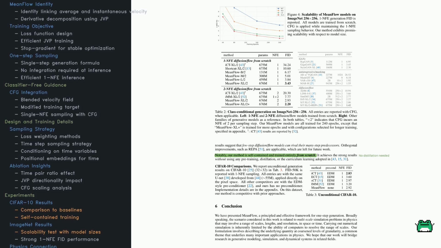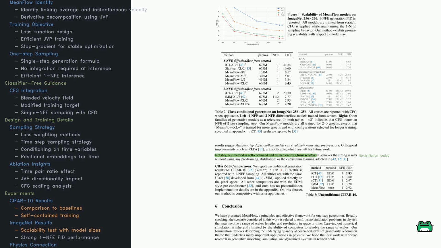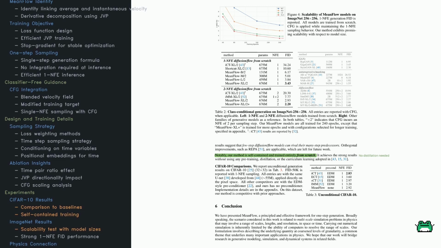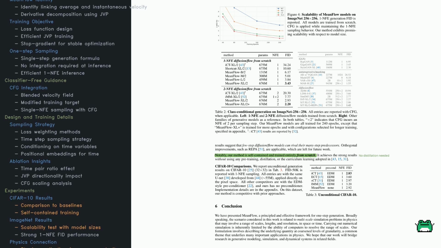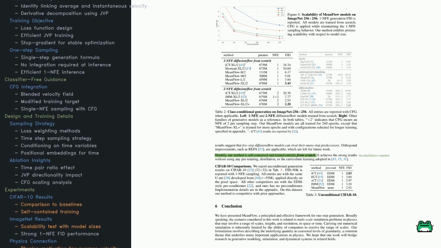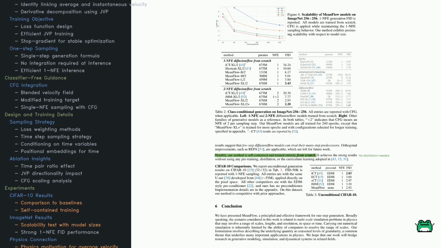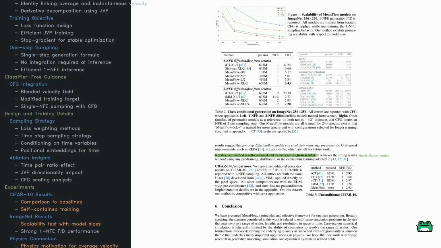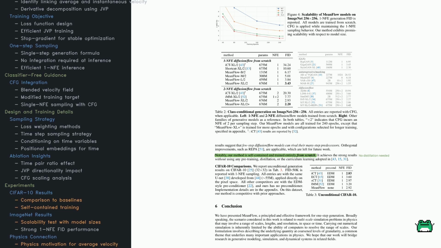At the bottom, the paper ties this all back to simulation. The average velocity idea isn't just about generative modeling. It connects to a broader theme in physics: modeling change across scales. It's the same concept used in simulations of systems that evolve over time or space. So while this method targets one-step image generation, the ideas behind it could go far beyond that.